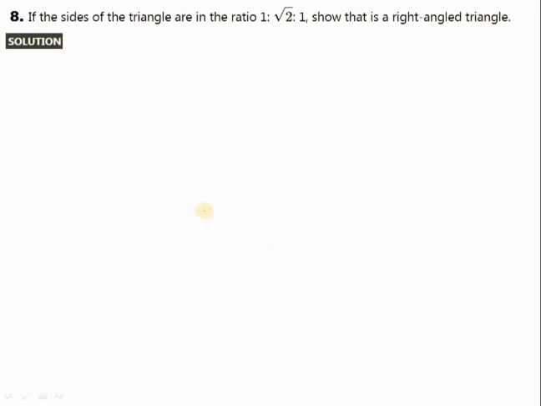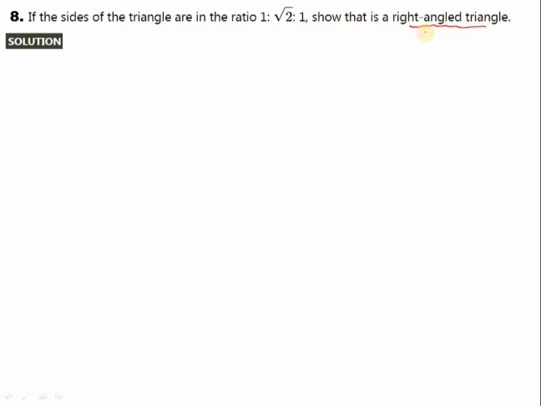Let's look at this particular question. Question number 8 says, if the sides of the triangle are in the ratio 1 is to root 2 is to 1, show that it is a right angle triangle. Now see, since the question says it is a right angle triangle, we have to prove it.